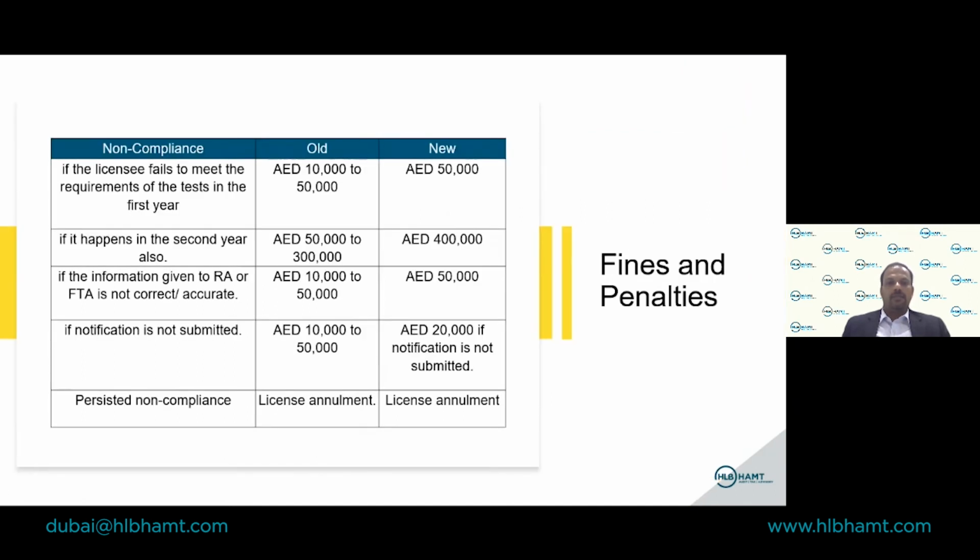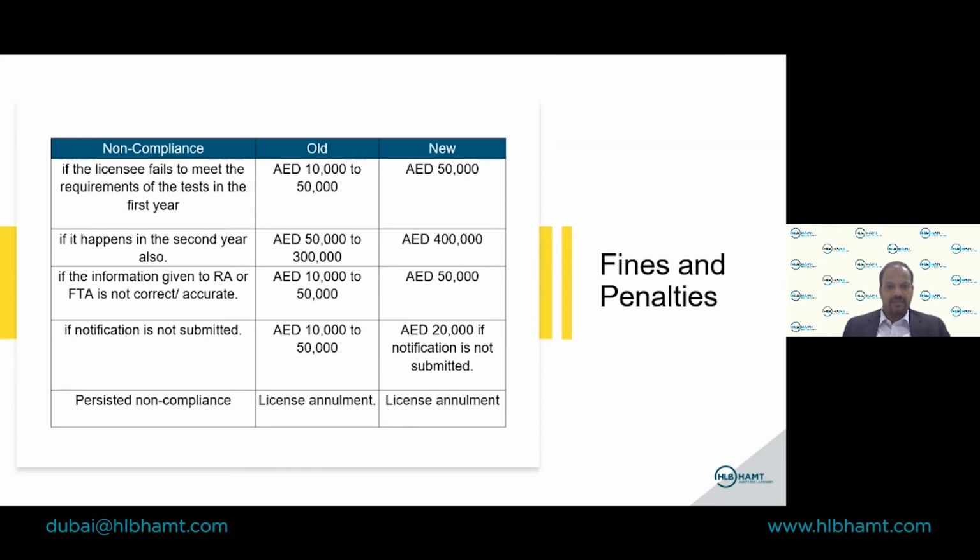And now again the fine. Of course, when we discuss fines, the trend is always increasing. Now the new regulations have enhanced it. If you see the first line, if the licensee failed to meet the requirement of the test in the first year, 10,000 to 50,000 was the earlier one, and now it is 50,000. No, 10 to 50,000, it is 50,000.